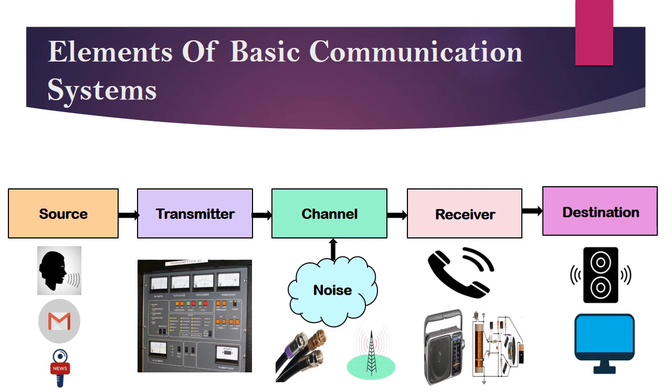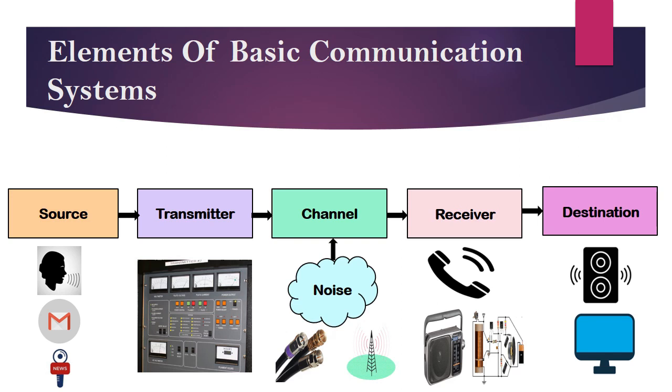Fourth block is receiver. The receiver block receives the incoming modified version of the message signal and processes it to recreate the original form of the message signal. When communication flows from channel to receiver, noise is created. Noise is an unwanted signal which interferes with the original message signal and corrupts the parameters of the message signal.